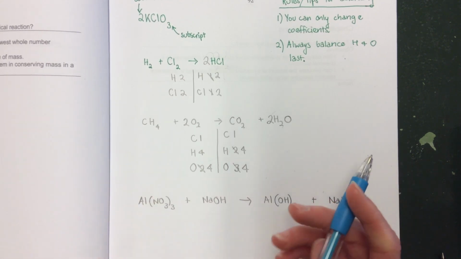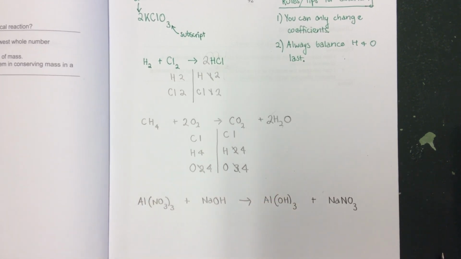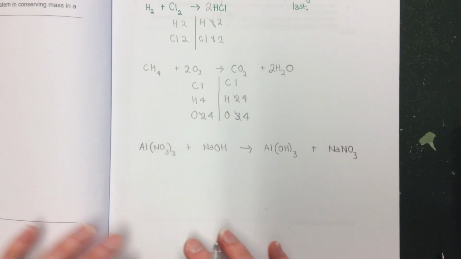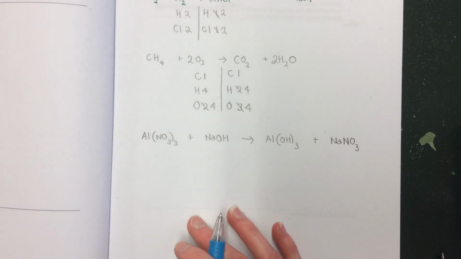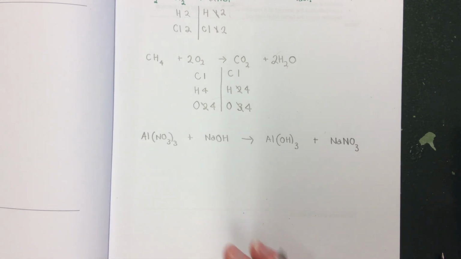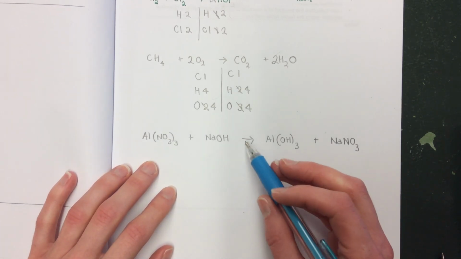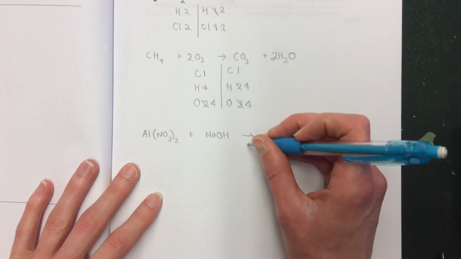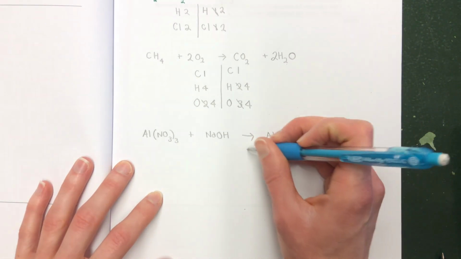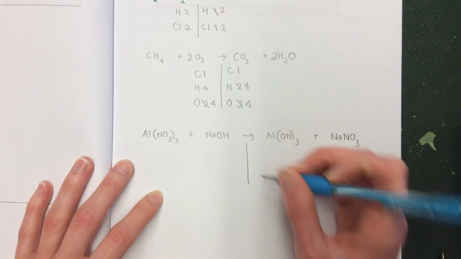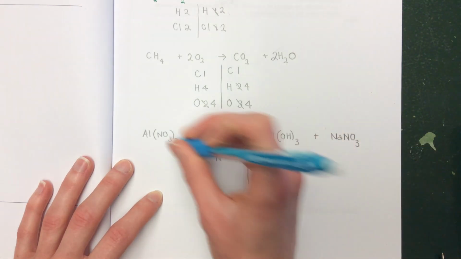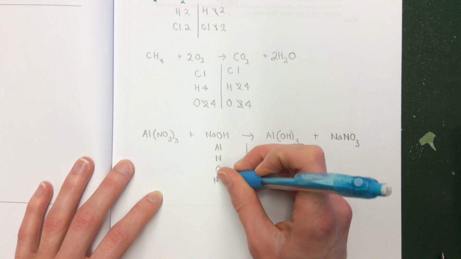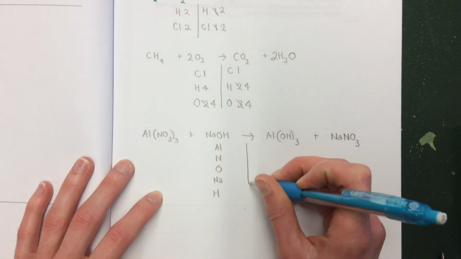Okay, so there's lots of different elements on here. I'm going to show you 2 ways to do this problem. There's kind of an easy way and there's a longer way. So I'm going to show you the longer way first. And then I'll show you a way that's easier if you are good at polyatomic ions. If you're not good at polyatomic ions, you're going to want to do it this way that I'm doing it. So, we've got aluminum, nitrogen, oxygen, sodium, and hydrogen.